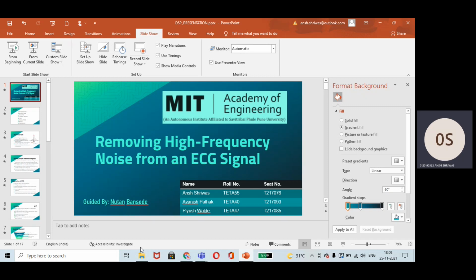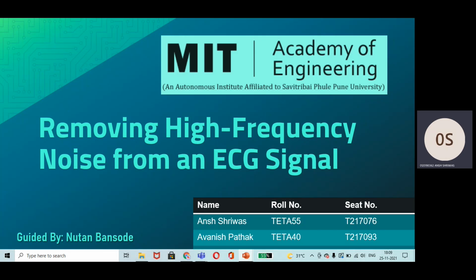Today we will be learning how to remove high frequency noise from an ECG signal. But firstly, let's see what an ECG signal is.